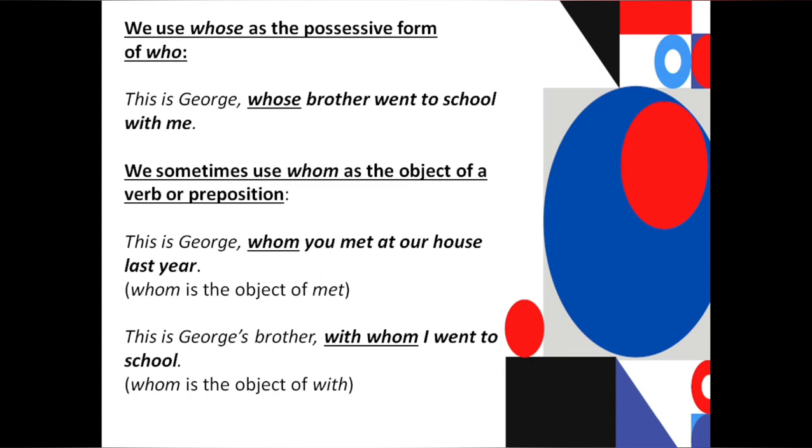And in the sentence above, this is George, whom you met at our house last year. In this case, whom is the object of met. So this is George, whom you met at our house last year. You met whom? Oh, George. Okay, very good, guys.